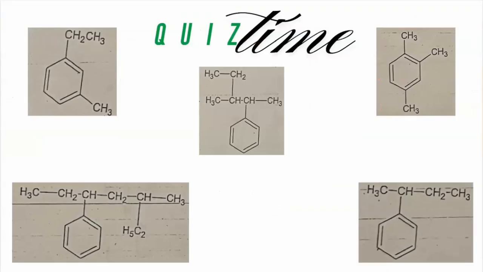Why don't you try some? Pause the video here and give these a try. So in our first one, it looks like we've got a nice benzene ring and we've got a methyl group and an ethyl group attached to it. The ethyl group is going to take priority, so let's start counting here. So 1, 2, 3. So this is going to be 1 ethyl, 3 methyl, benzene.